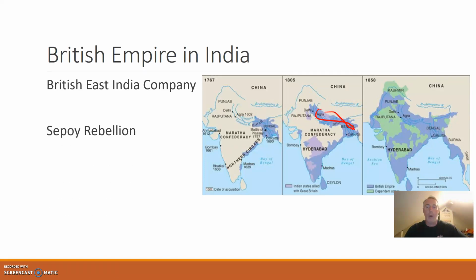What happened there was that the British took a much more direct control, and this was due to the Sepoy Rebellion. Now, as I said, sepoys were Indians that worked for the British East India Company, that were employed by them. And the British for many years had been very dismissive of Indian cultural traditions, the way they are of any culture that's not British. But they made a grave mistake with the sepoys.